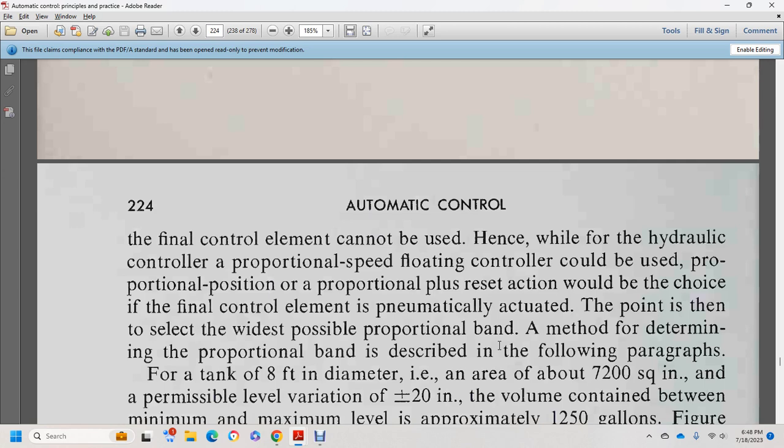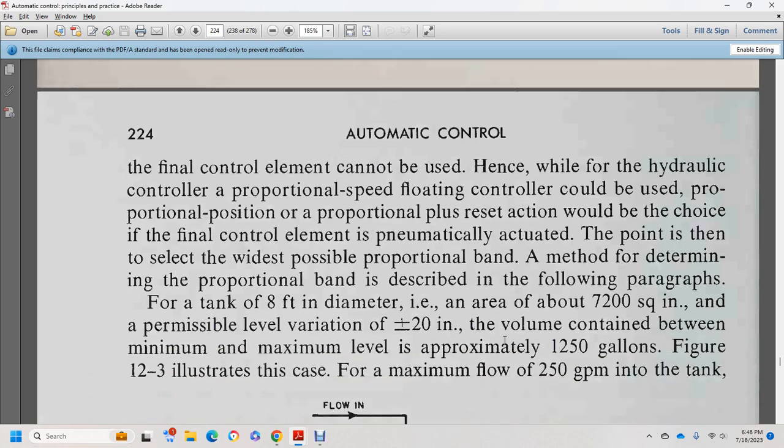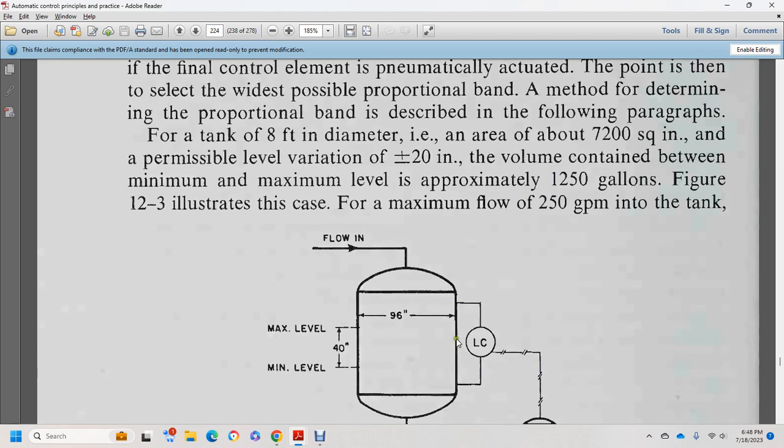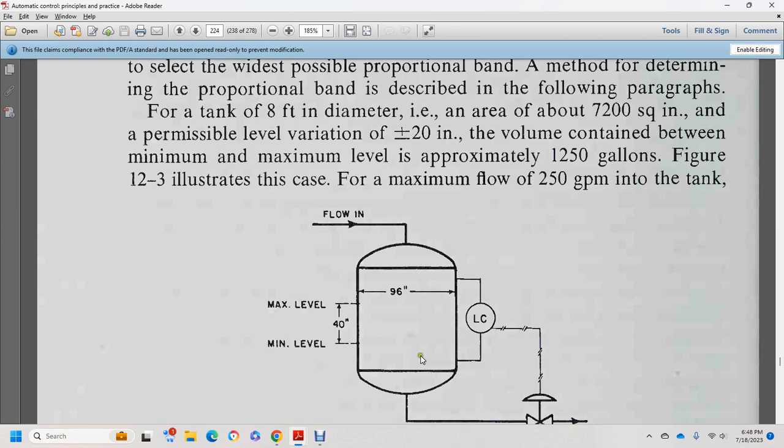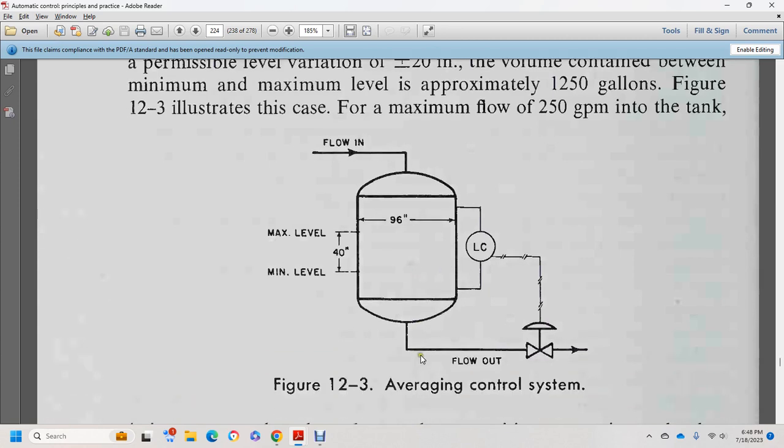A method of determining the proportional band is described in the following paragraphs, for a tank 8 feet in diameter, with an area of 7,200 square inches and a permissible level variation of plus or minus 20 inches. The volume contained between the minimum and maximum level is approximately 1,250 gallons. Figure 12.3 illustrates the case where the maximum flow into the tank is 250 gallons per minute, showing the flow with a maximum-minimum level range of 40 inches, with a tank 96 inches high and the level controller.